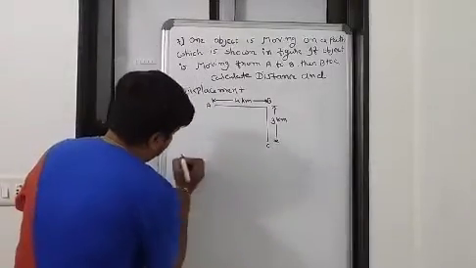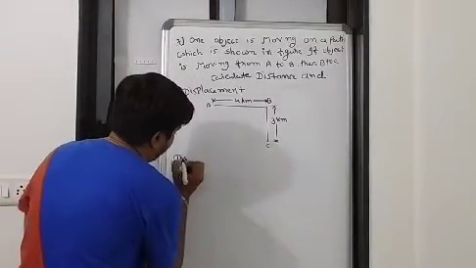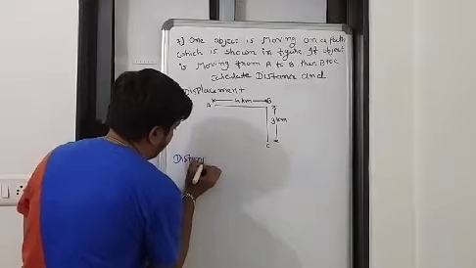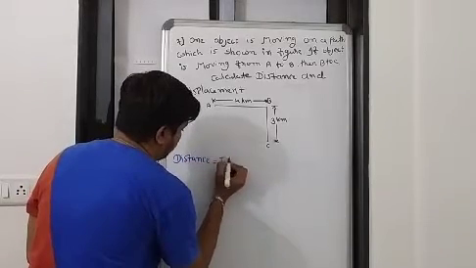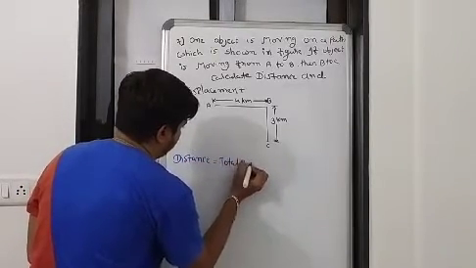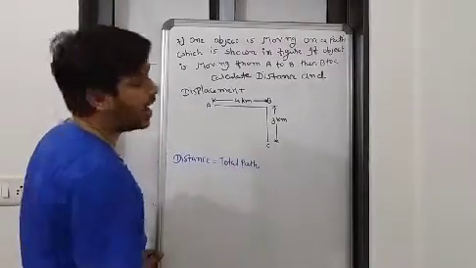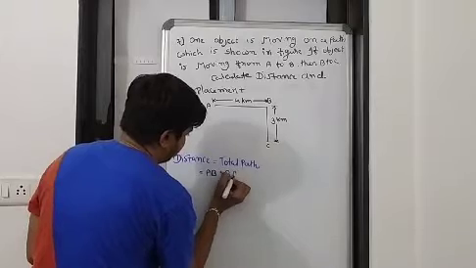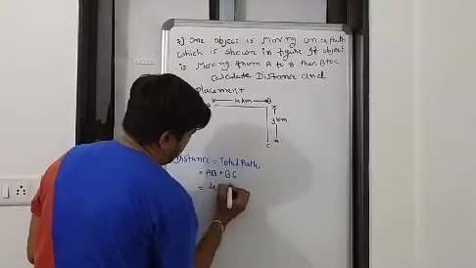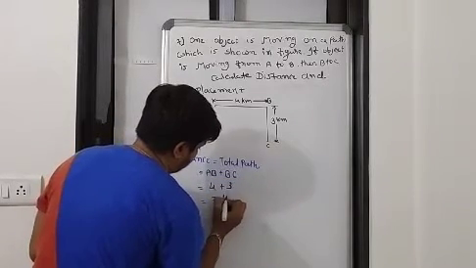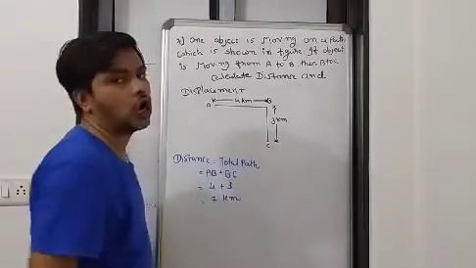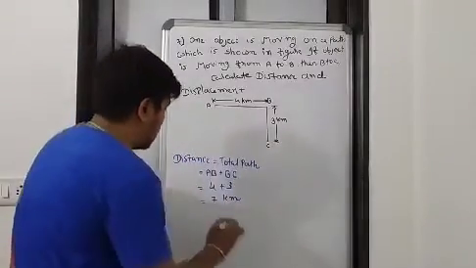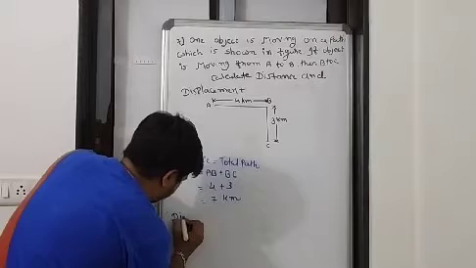How? First of all, distance, which is very easy for us. It's the total path. What is the total path? AB plus BC. AB is 4, BC is 3. To get the distance, which is 7 kilometers. Now, the displacement.